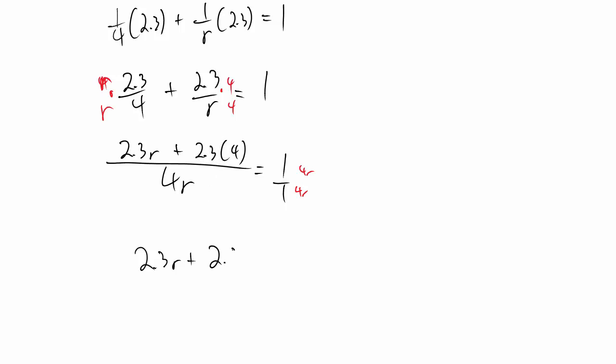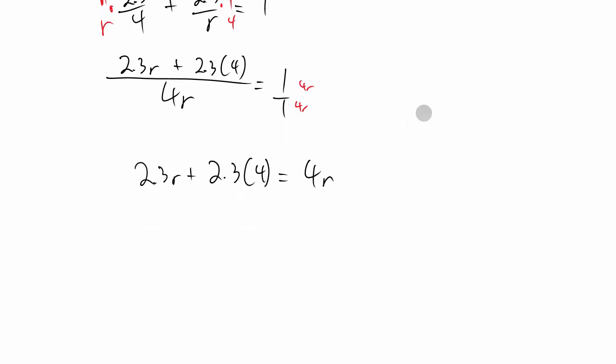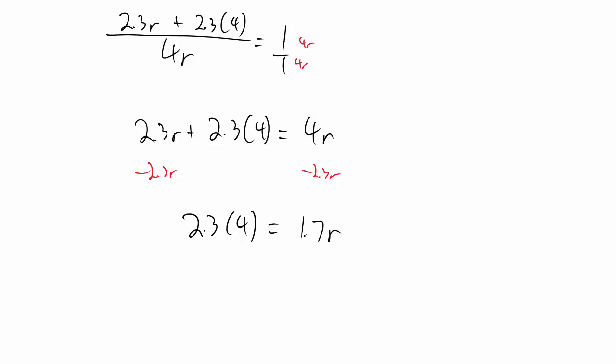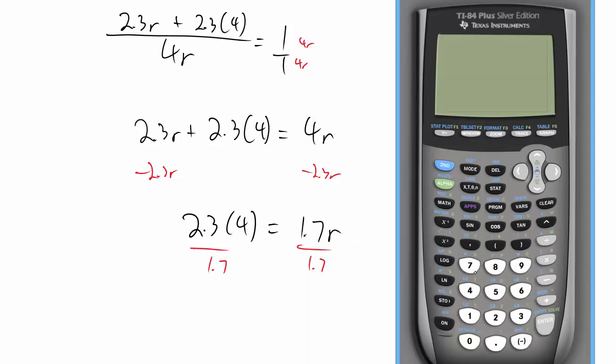2.3r plus, let me just simplify this out. Actually, I'm not going to simplify it out. I'm just going to keep writing this, equals 4r, and then I'm going to solve this. So we get, if I subtract on both sides here, I'm going to get 2.3 times 4 is equal to 1.7r. And I'm just going to take that 1.7 and divide by that on both sides, and that will give me my answer of how long it takes me to do it solo. So run that in my calculator.